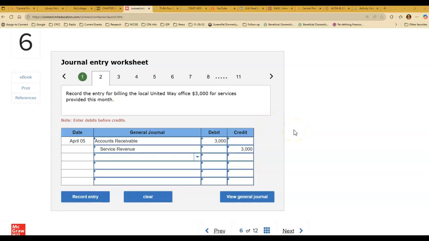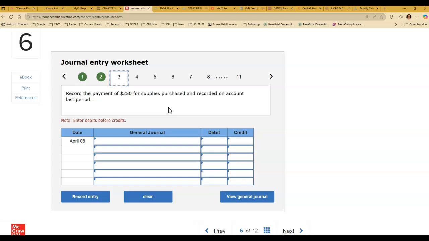Okay. Any questions there? Okay. Let's look at number 3. Record the payment of $250 for supplies purchased and recorded on account last period.